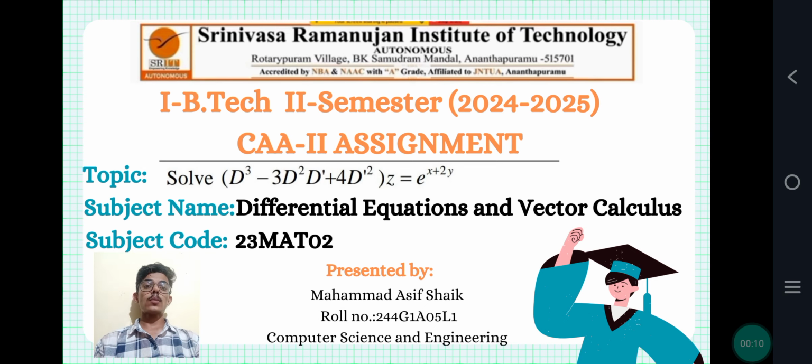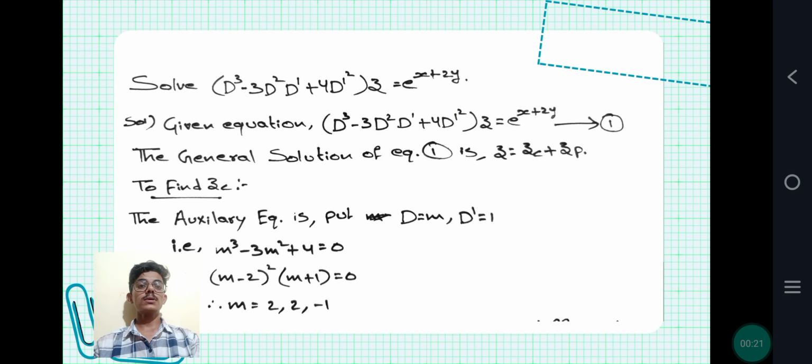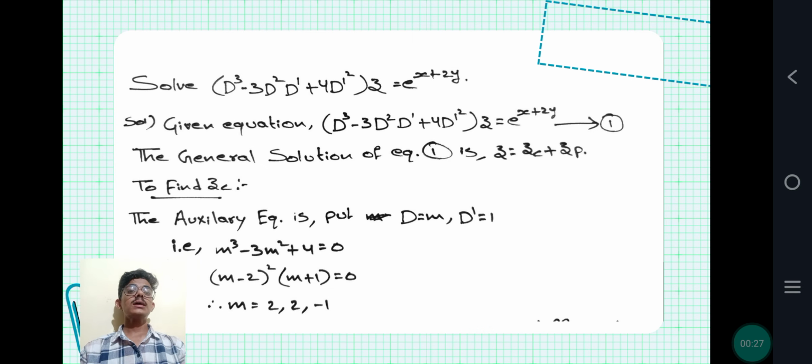My CAA assignment topic is this problem: (D³ − 3D²D′ + 4D′²)z = e^(x+2y). Let's move on to another slide, ma'am. Here this is my problem. Here the given equation is (D³ − 3D²D′ + 4D′²)z = e^(x+2y). Consider this as equation 1.